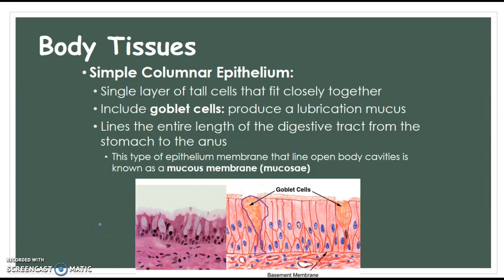And these goblet cells are secreting mucus inside of your digestive tract. So these cells are really important for secreting mucus and also helping with absorption inside your entire digestive tract.